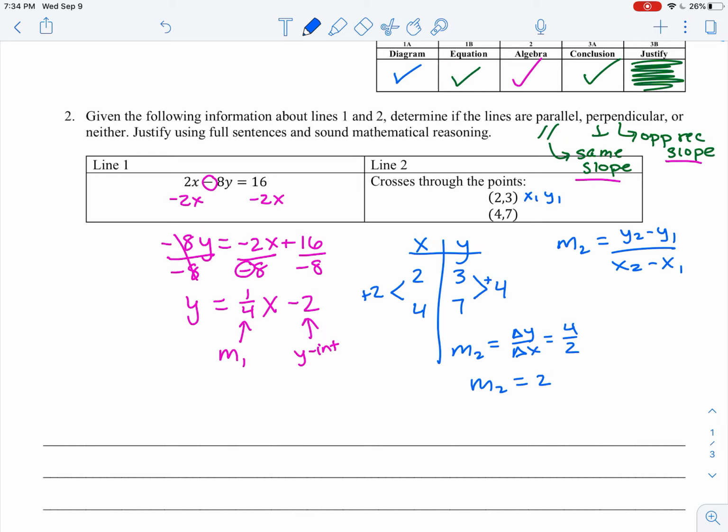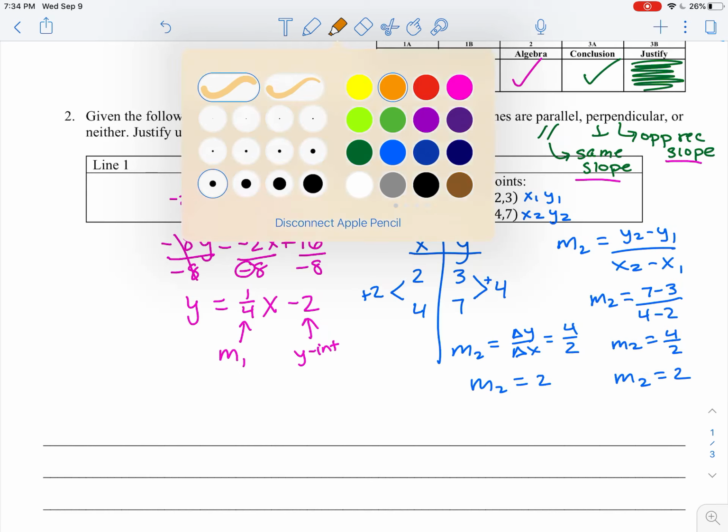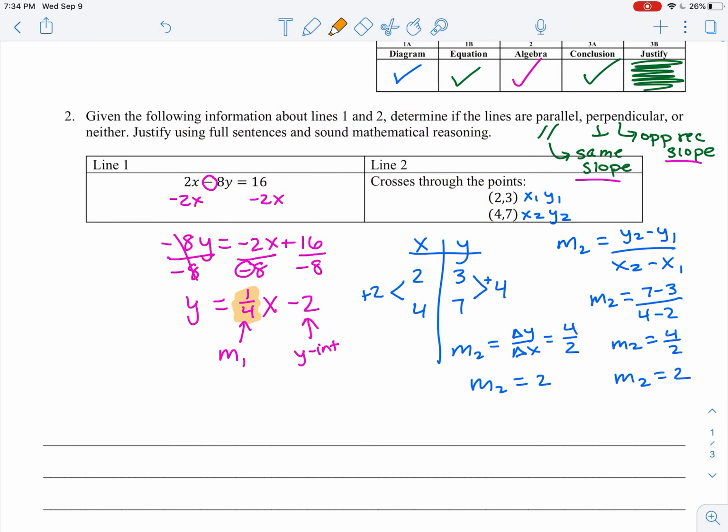If you were to use the equation format, that's fine. You would name this one x1, y1, this one x2, y2, and you would substitute. So 7 minus 3, make sure the y's are on top, right? Rise over run, and then 4 minus 2. And that would give you the very same 4 divided by 2. Now, I want to emphasize, you don't have to do this and this. Just pick one, whichever method works for you. But now that I know my slopes, I can use that to determine if they are perpendicular, parallel, or neither.